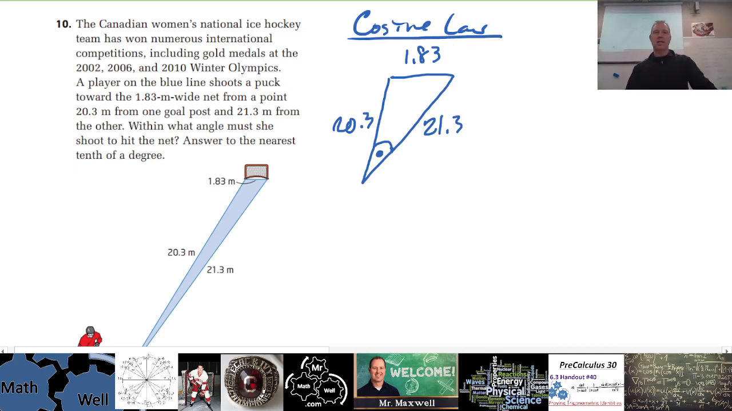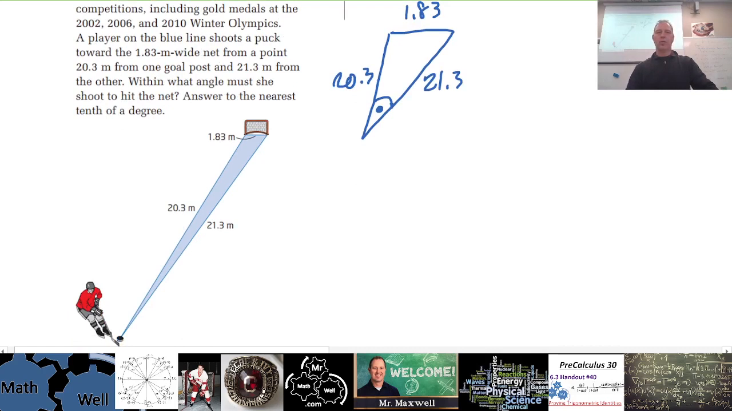The Canadian women's national ice hockey team has won numerous international competitions, including gold medals at the '02, '06, and '10 Winter Olympics. A player on the blue line shoots a puck towards a 1.83 meter wide net from a point that's 20.3 meters from one goal post. So from one goal post is 20.3, and from another goal post is 21.3. So we have a triangle here, right? We have the net as one side, and two side lengths. At what angle must she shoot to hit the net? Answer to the nearest tenth of a degree.